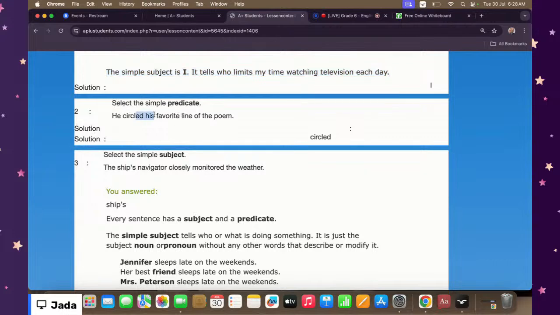Select the simple predicate. He cycled his favorite line of the poem. Now, what is the predicate here? It's supposed to be the verb, okay? Now, he there is a pronoun, but it stands as the simple subject. Now, we need to identify the simple predicate. Now, cycled, his favorite line of the poem. So, cycled there is the verb that lets us know what the subject is doing.